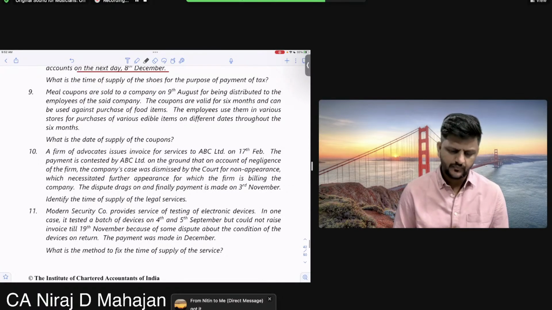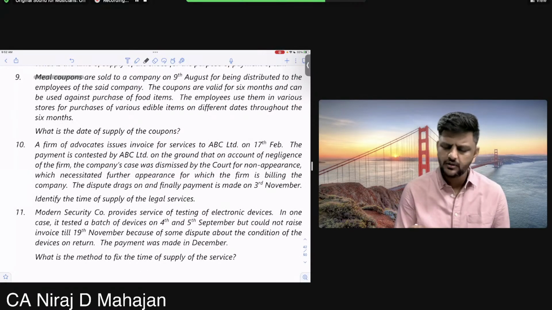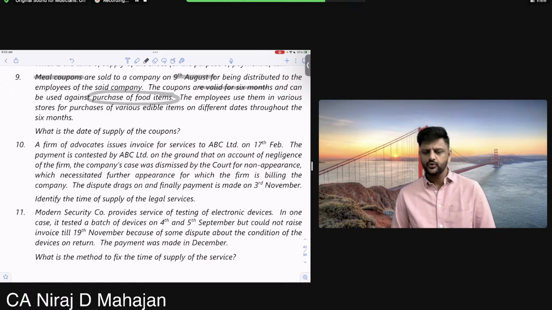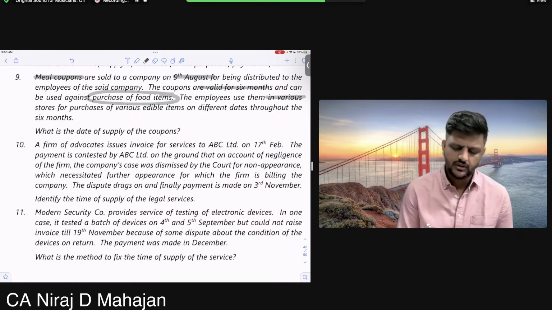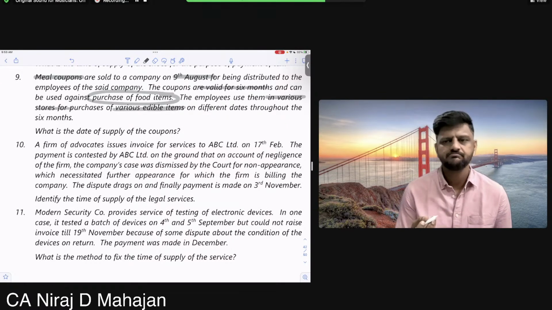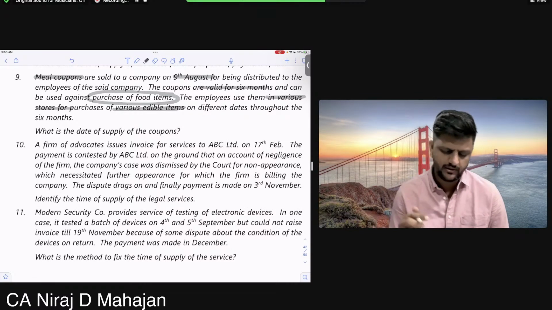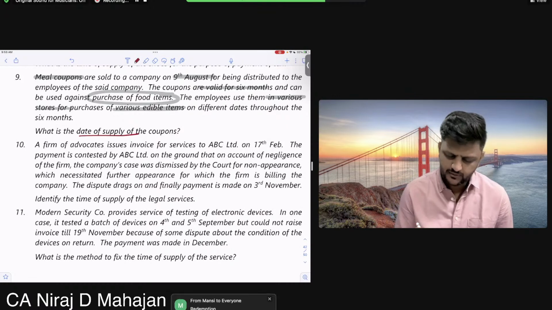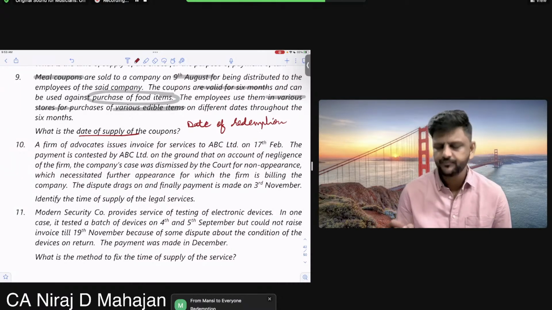9th. Meal coupons are sold to a company on 9th August for being distributed to the employees of the said company. The coupons are valid for 6 months and can be used against purchase of food items, but which food items we don't know. The employees use them in various stores and various edible items on different dates throughout 6 months. Supply not identifiable. So, children, date of redemption. Redemption means use. Okay?